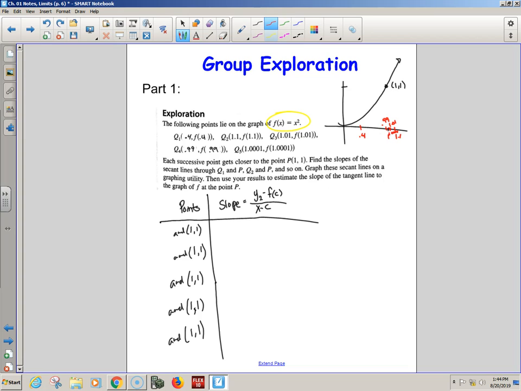You don't put out the words, but get the table. Get the exploration and the sketch and the table in your notes. You don't have to write all the words. Just as best you can. 0.4-ish, 0.99-ish, 1.1-ish, 1.01-ish, 1.001. As best you can.